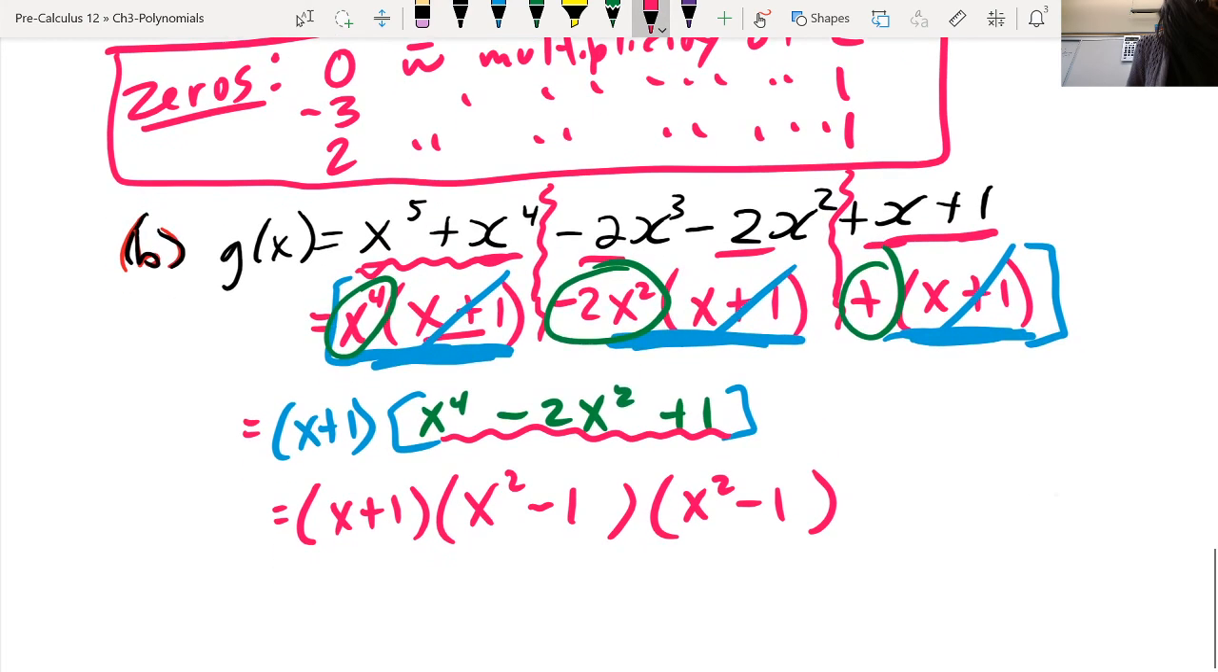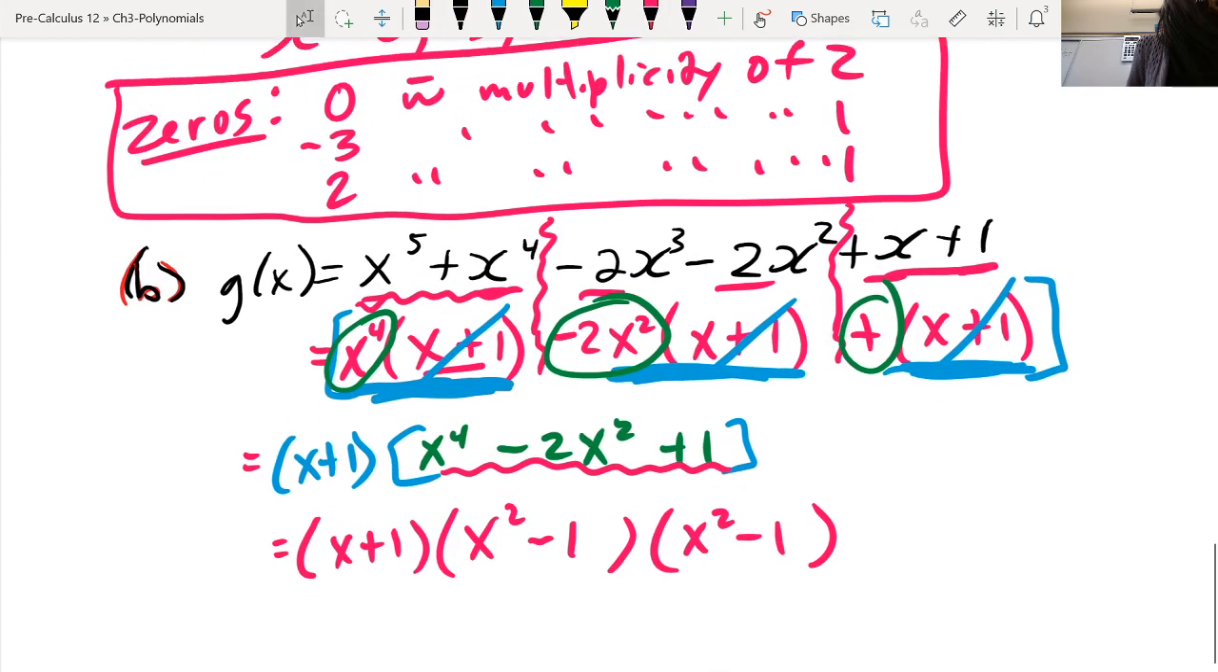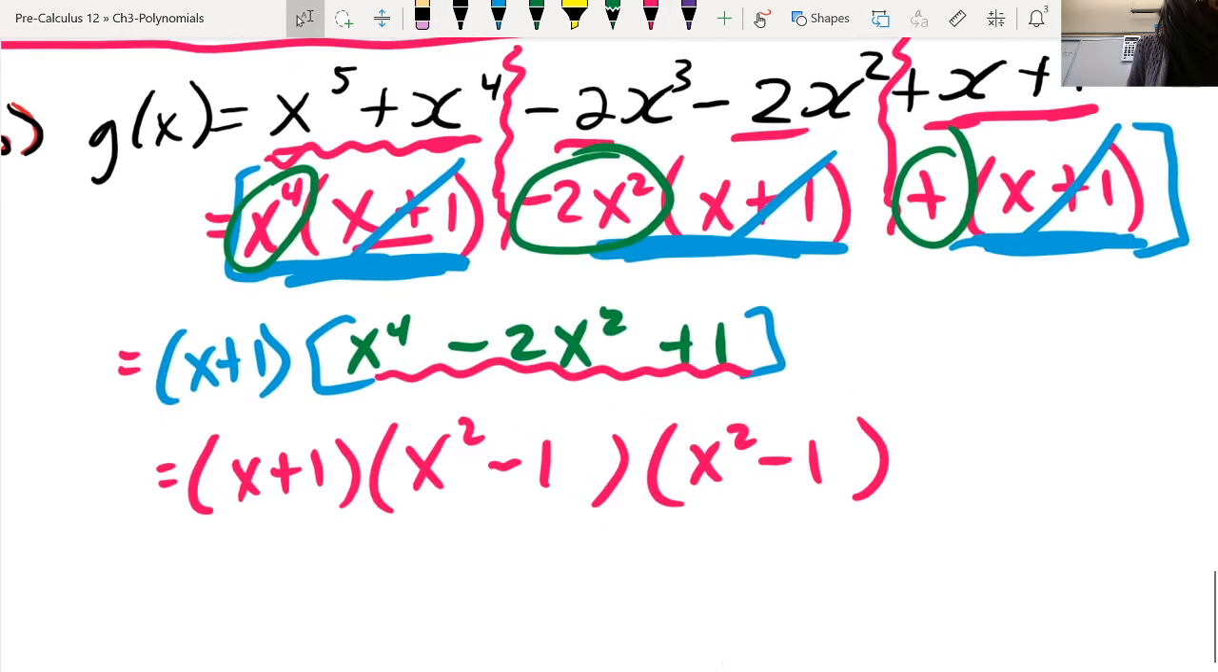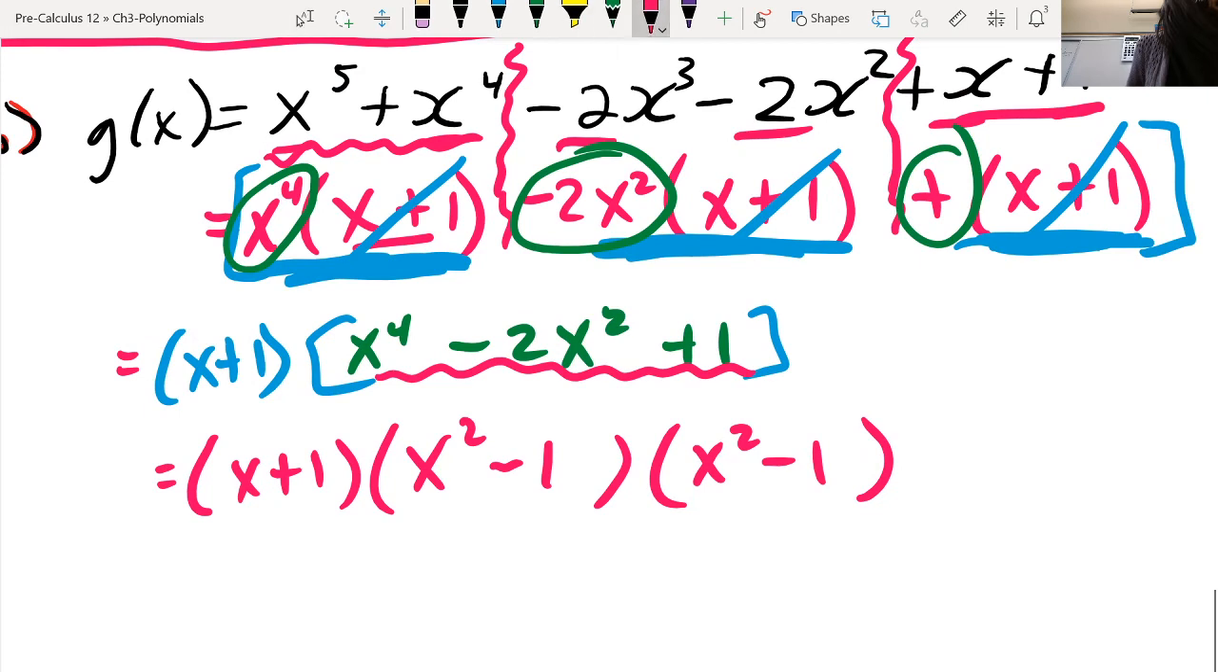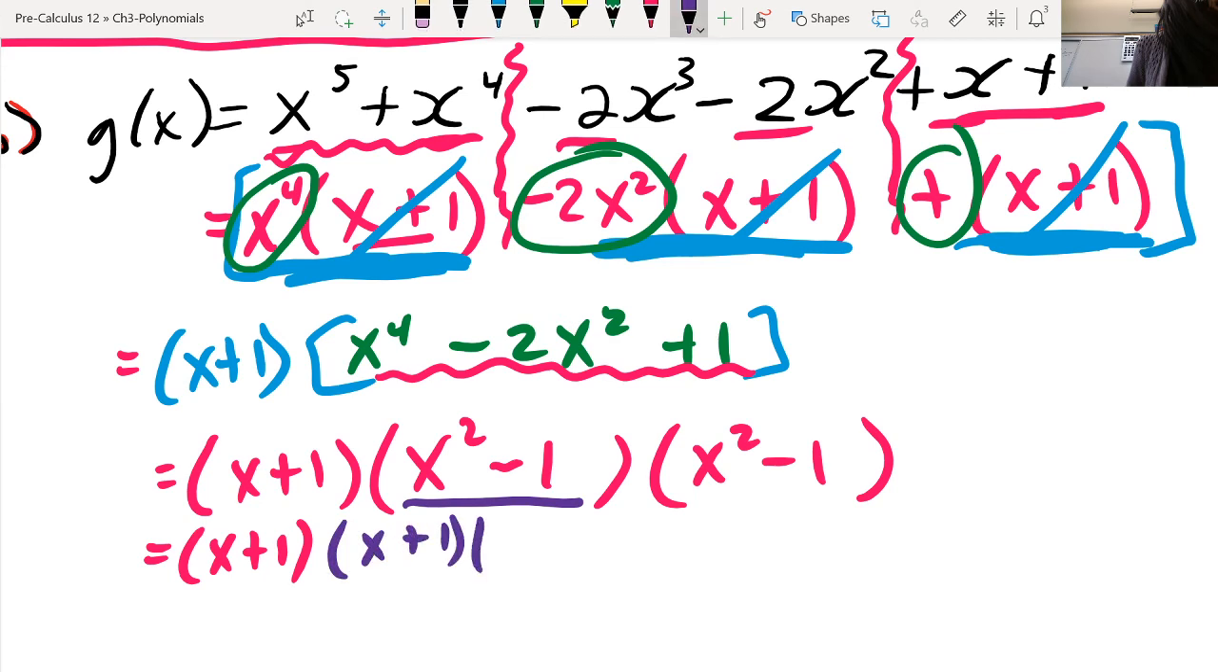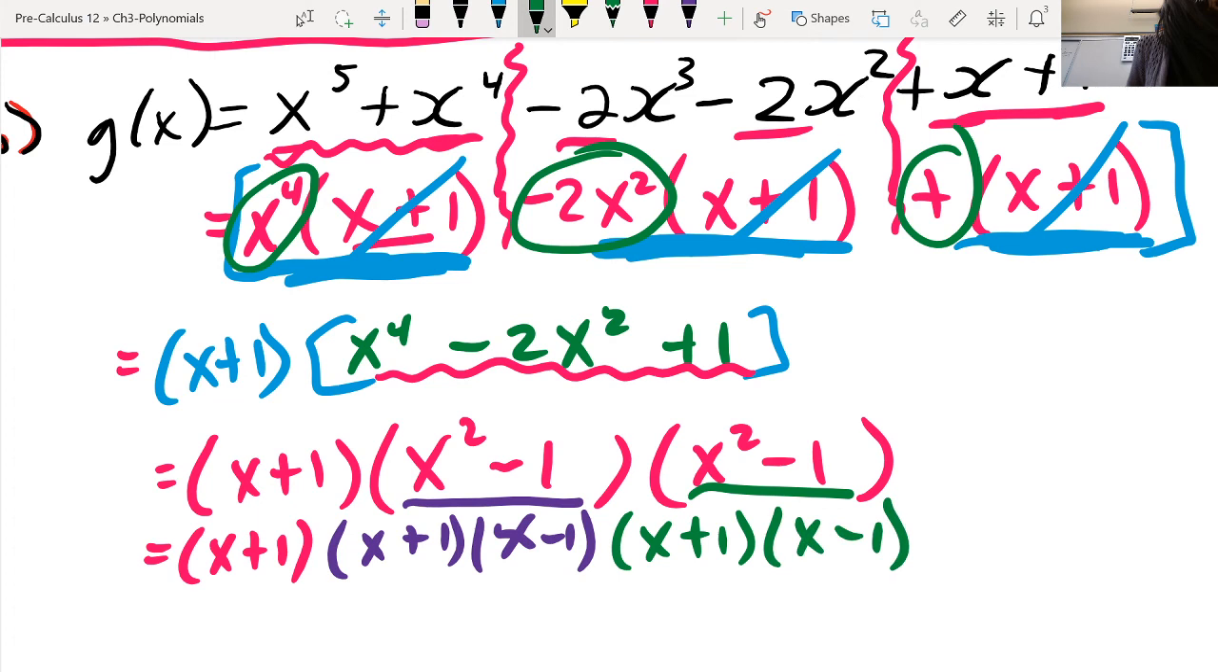Okay, so yeah, this is a little bit longer than the last one, but it's still the same thing that we're doing. So I'm going to zoom in to show you. We can still keep going because notice what we have. We have an x plus 1. I'm going to do this in color so you can see which is which. We can factor that, that's a difference of squares, to make it x plus 1, x minus 1. And we're going to do the same thing over here. That factors to x plus 1, x minus 1, because they were both a difference of squares.